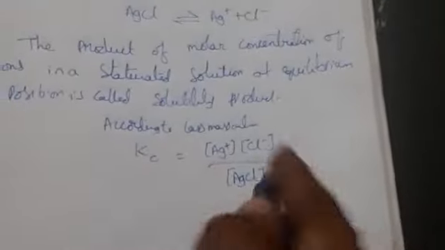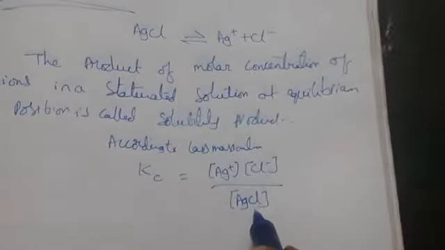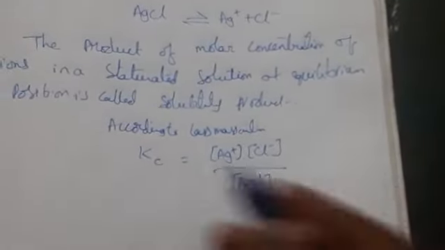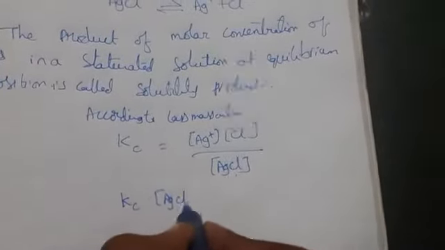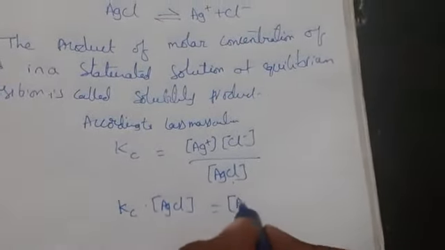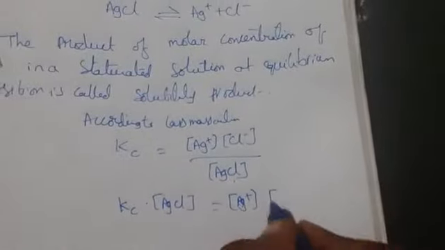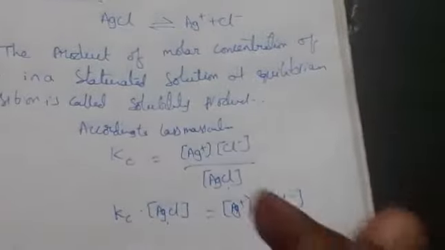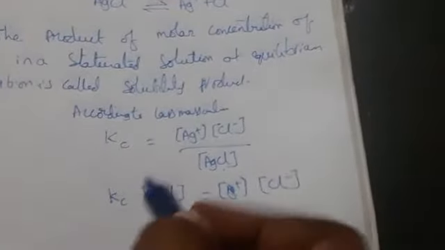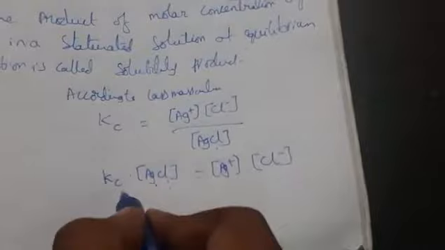So when you go on adding, what happens? It is constant. The AgCl is constant. Okay, so then you are going to get Kc into the concentration of AgCl is equal to Ag plus and Cl minus. So this is also constant. Why? Because you are continuously adding. So whenever you are adding, automatically what happens? It is constant.